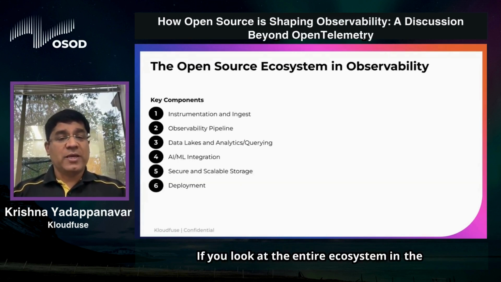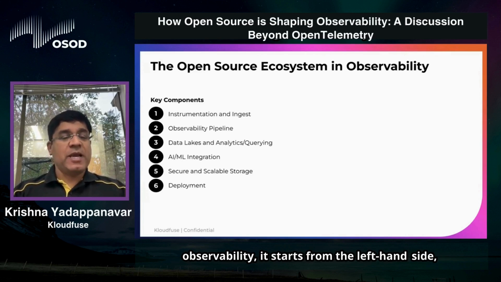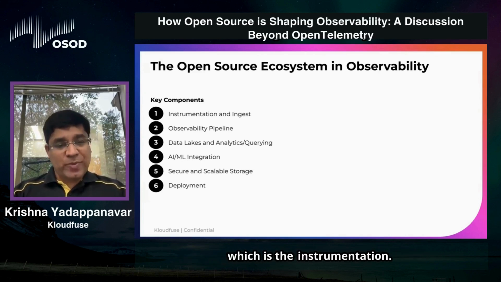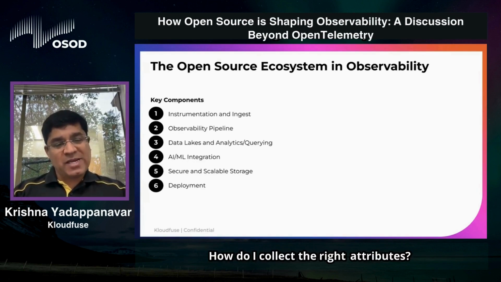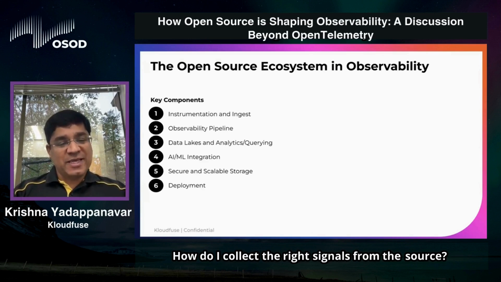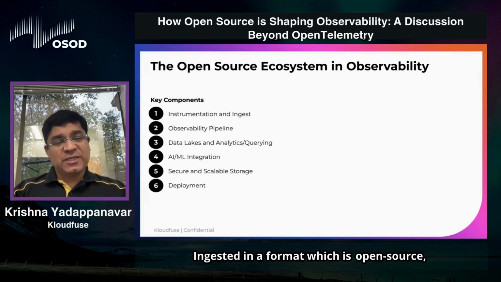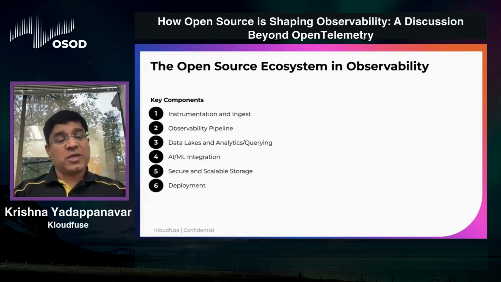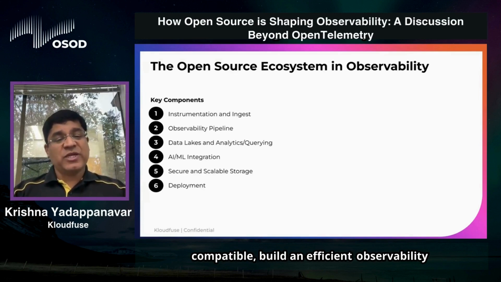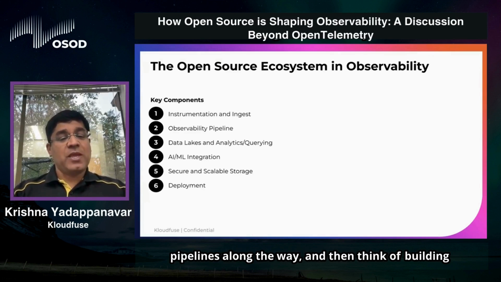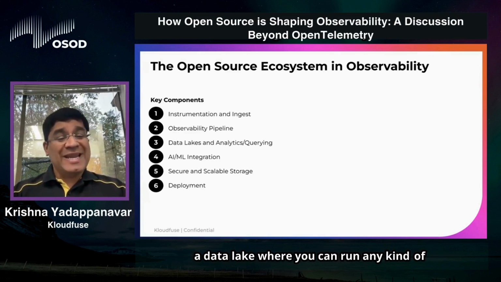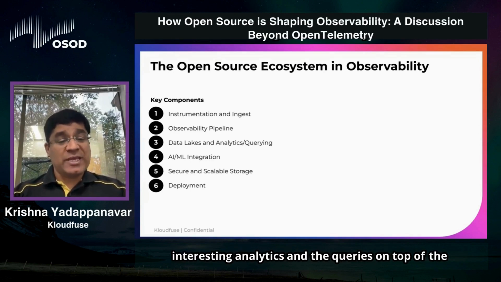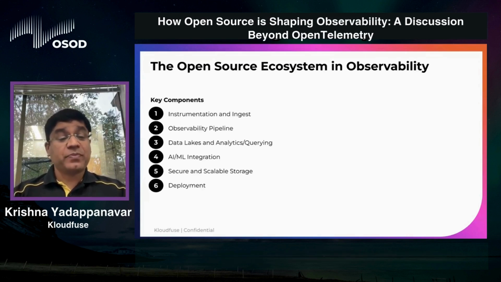So if you look at the entire ecosystem in Observability, it starts from the left-hand side, which is the instrumentation. How do I instrument the data? How do I collect the right attributes? How do I collect the right signals from the source? Ingest it in a format which is open source compatible, build efficient Observability pipelines along the way, and then think of building a data lake where you can run any kind of interesting analytics and queries on top of the Observability data.